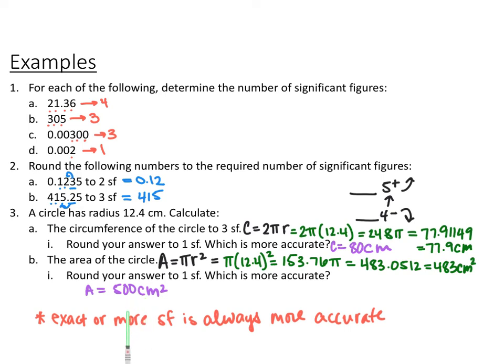So of course, again, same thing, 483 is going to be more exact than 500. 153.76 pi is going to be the most exact. So exact, leaving things in terms of pi, in terms of square roots, is always going to be more accurate, but the more significant figures is always going to be more accurate than less significant figures. So this has been measurements and rounding and significant figures.